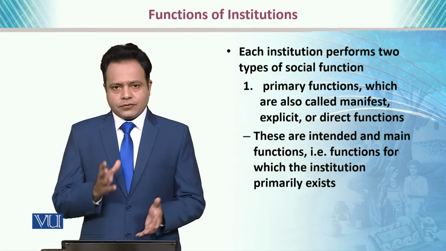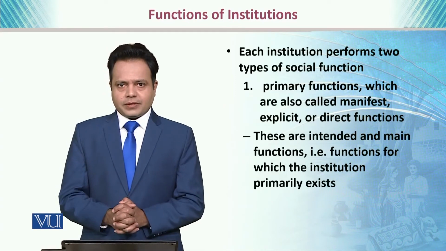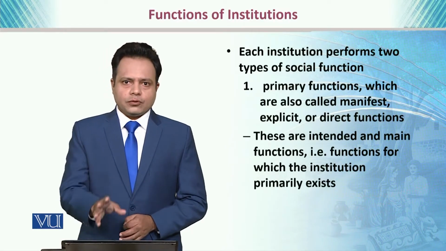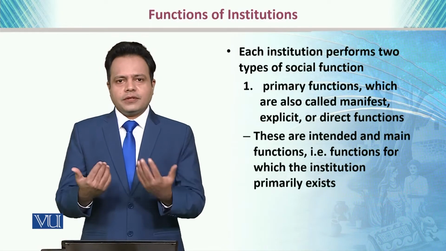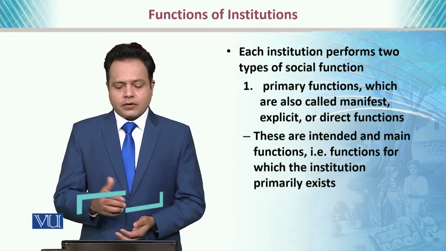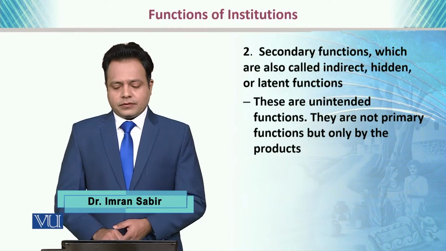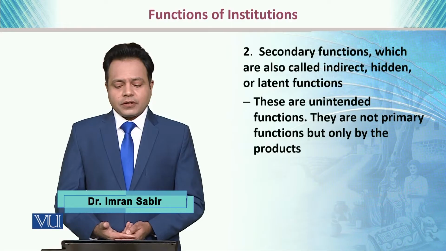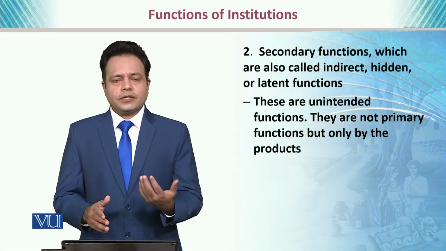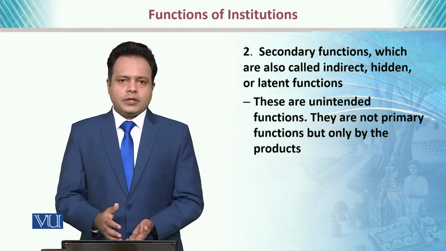It means that the institutions are supposed to do a certain act. For example, a school is supposed to impart education and knowledge. So, this is its manifest function. This is what it is made for. These can be considered the primary functions, whereas the secondary functions are also called the indirect or the hidden functions, or the roles which are not explicitly spoken out.